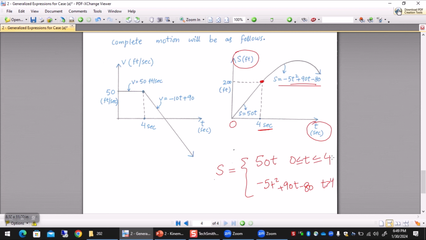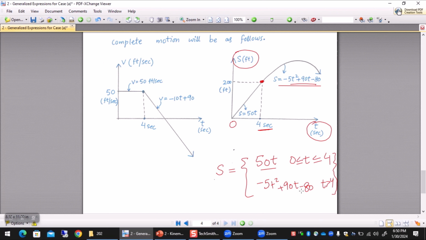So this piecewise function means a function which has two different parts for two different ranges of the independent variable, which is time in this case, right? So for one range of the independent variable, you have one function, and for a different range, you have a different function. So this is a piecewise function. This will be the complete description of S versus T if someone really wants to write it in one equation, right?